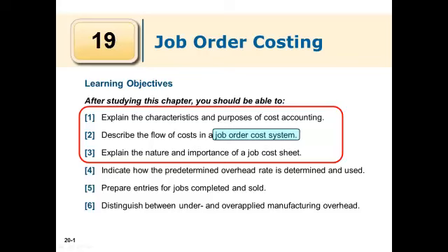This is Quent Bilo with an introductory discussion of job order costing. We'll explain the purposes of cost accounting, describe the flow of costs in a job order cost system, and discuss the importance of a job cost sheet as a subsidiary record to the ledger.